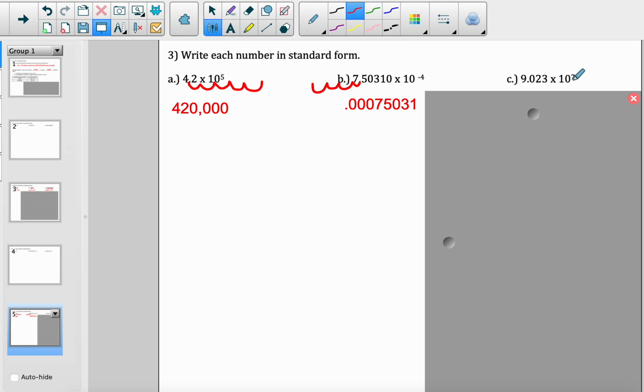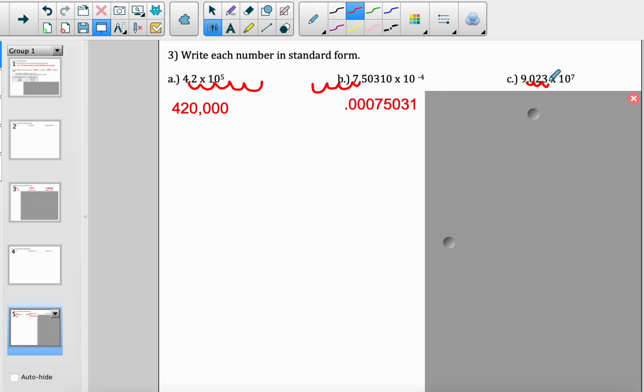The exponent does not dictate the number of zeros in the problem. It is the number of decimal places you need, or place value, the number of places we need to move. So if we move that decimal place 7 places, we're not adding 7 zeros, we're not adding 6 zeros all the time. It depends on what the original number format is.